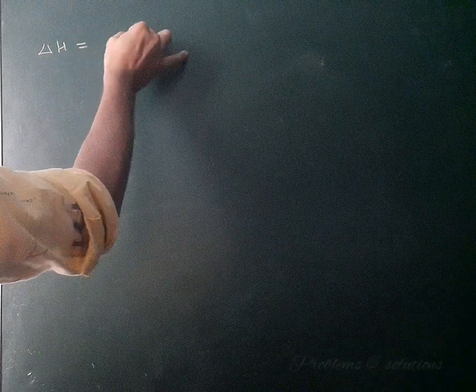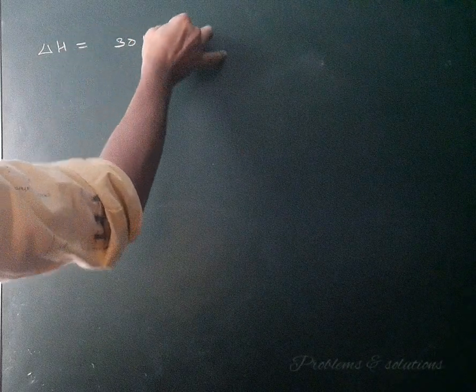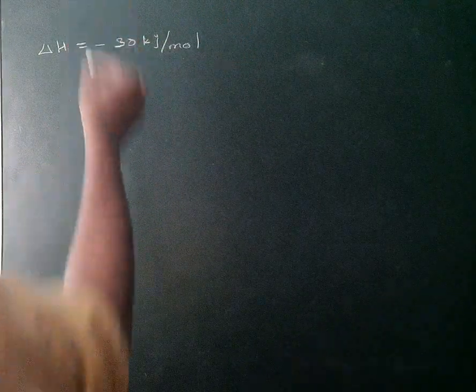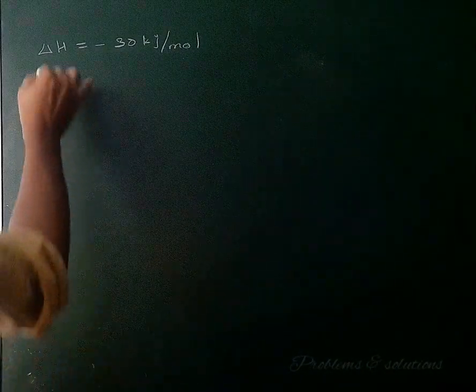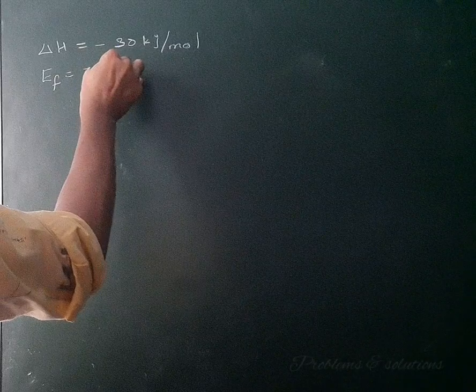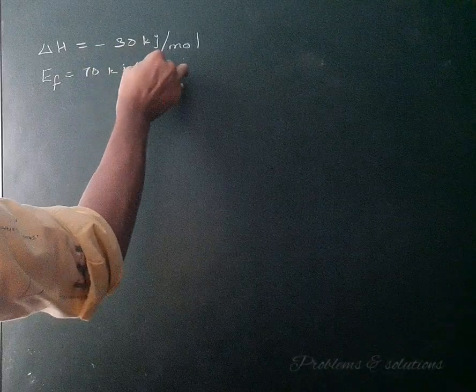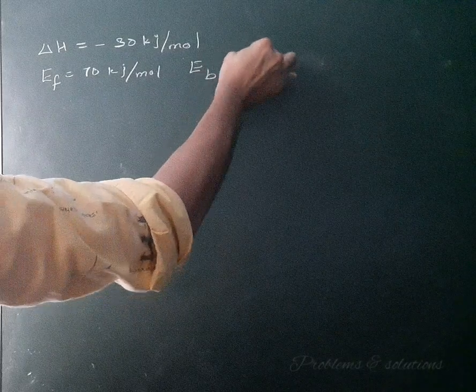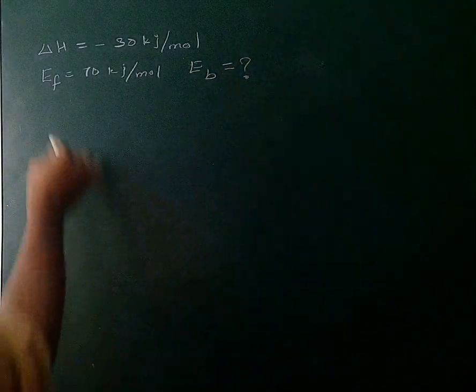According to the question, the enthalpy of the reaction, delta H, is 30 kilojoules per mole. In the question, they gave that it's an exothermic reaction, so we have to take it as negative. The activation energy of the forward reaction is given as 70 kilojoules per mole, and we have to find out the activation energy of the backward reaction.